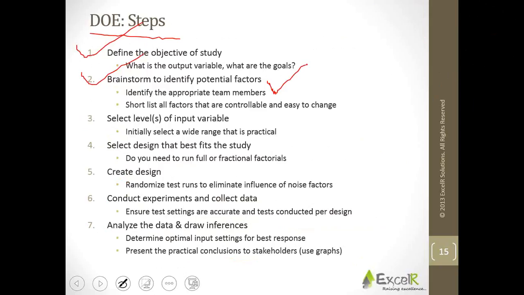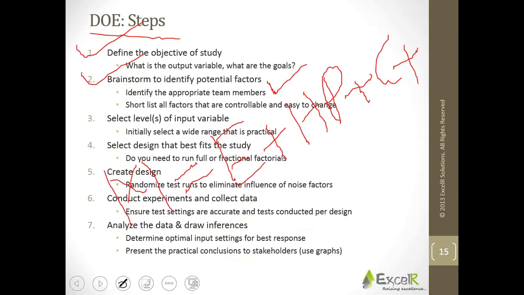And then you try to shortlist all factors that are controllable. For example, if I ask you a question on what are the various things that the mileage of the car will be dependent on? It will be dependent on, you might say, car engine capacity, the horsepower, the chassis, the air pressure of tires, right?